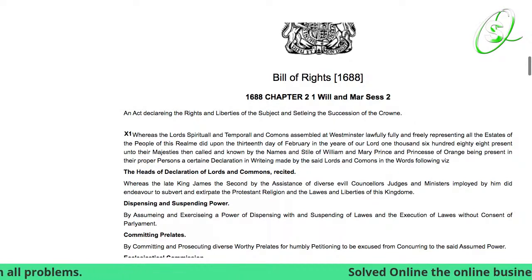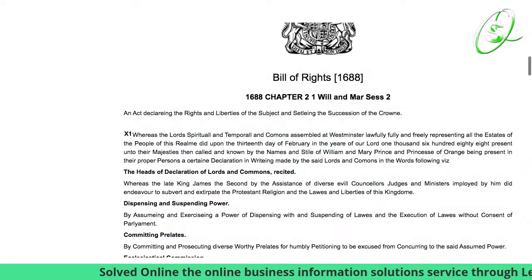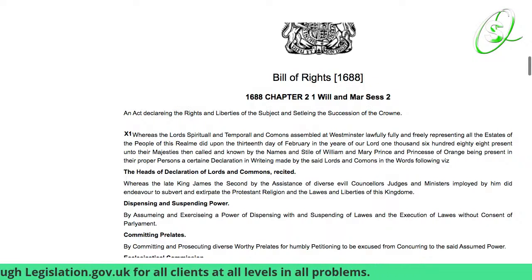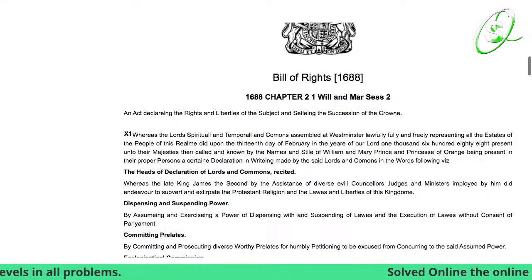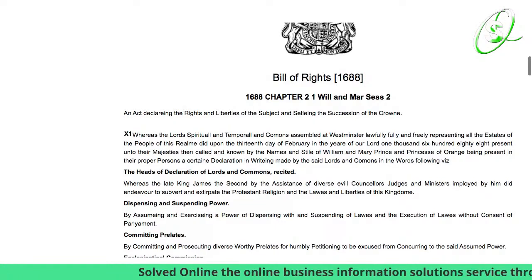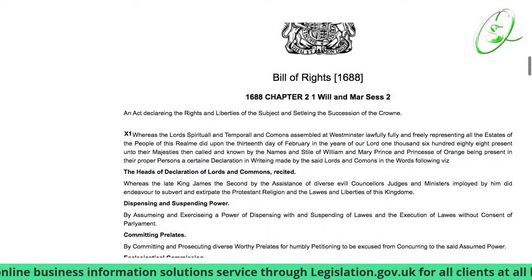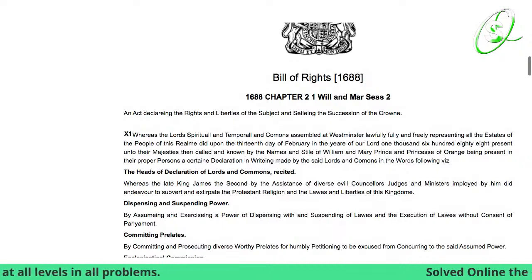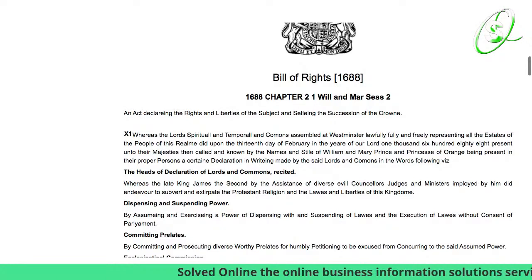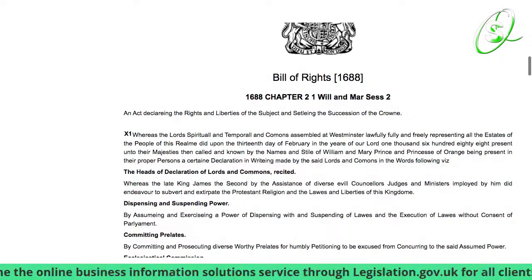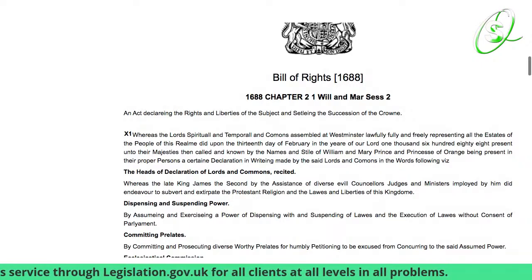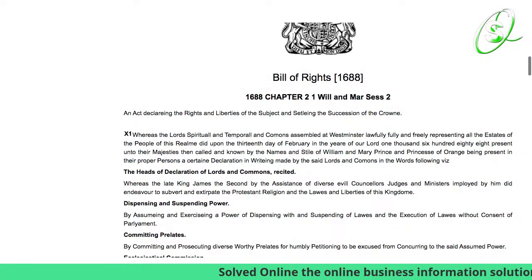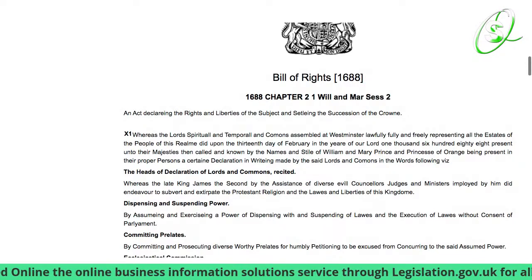So this one is showing you, just to be clear, and this is going on today exactly. It shows you this again, and this also has to do with Parliament and the structure that is going on now. So it goes, the heads of Declaration of Lords and Commons recited, whereas the late King James II, by the assistance of diverse evil counselors, judges and ministers employed by him, did endeavor to subvert and exterminate the Protestant religion and the laws and liberties of this kingdom.